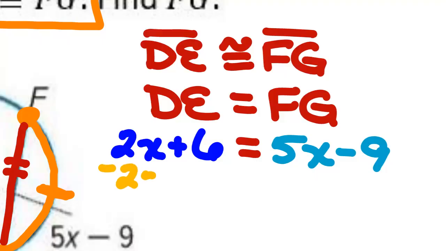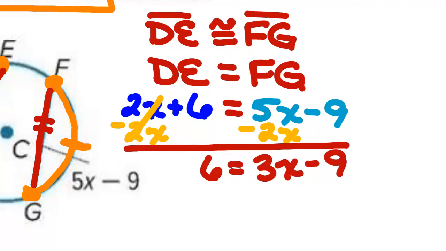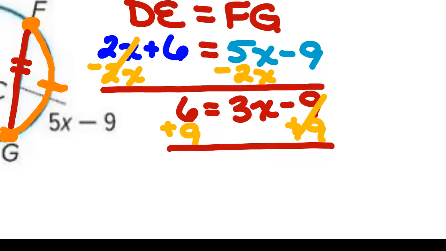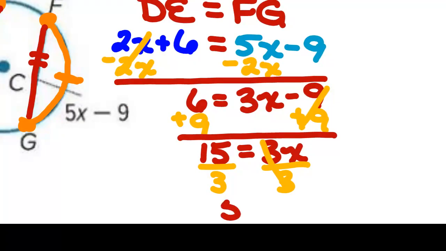So the first thing I'm going to do is get my x's to the same side. So I'm going to minus 2x from both sides. So that would give me 6 equals 3x minus 9. Then I'm going to add 9 to both sides. What is 6 plus 9? 15. So I have 15 equals 3x. And then I'm going to divide both sides by 3, and that means x is how big? X is 5.